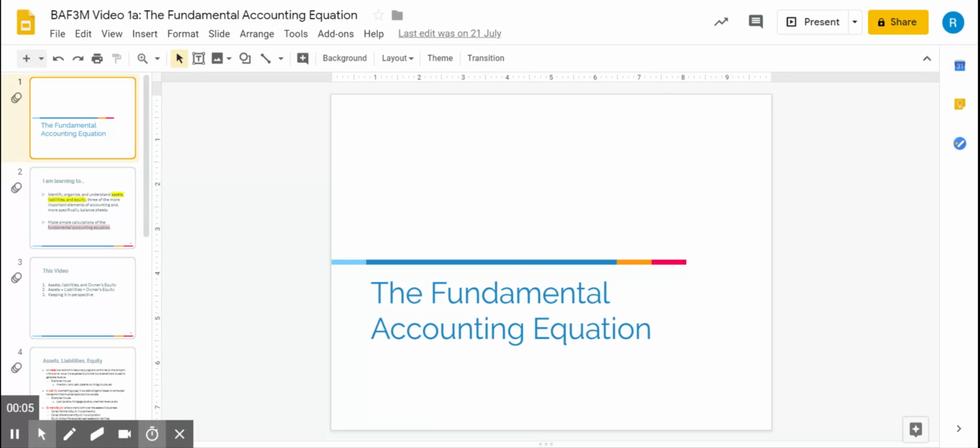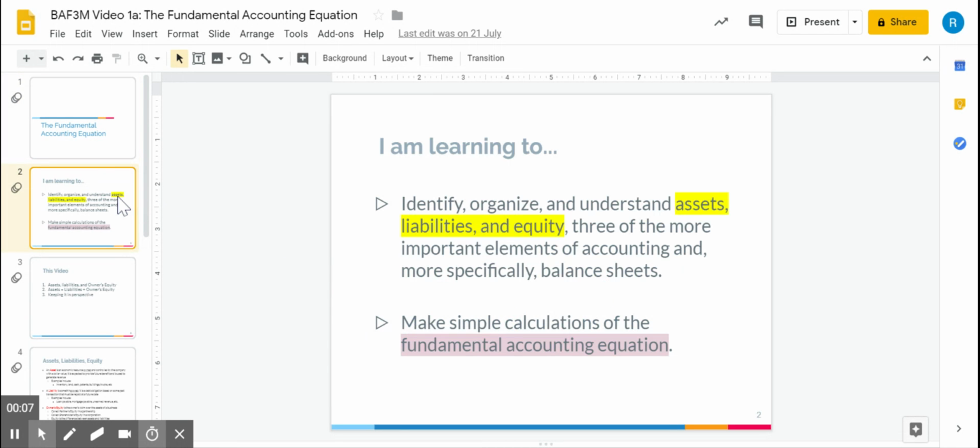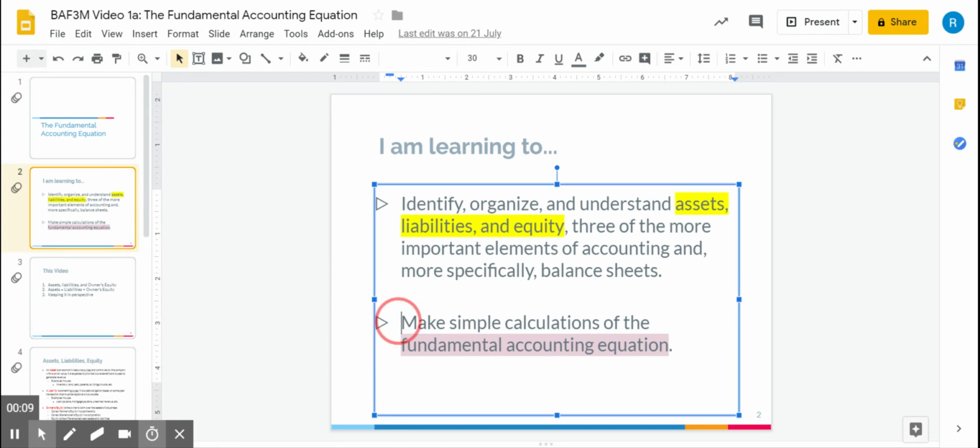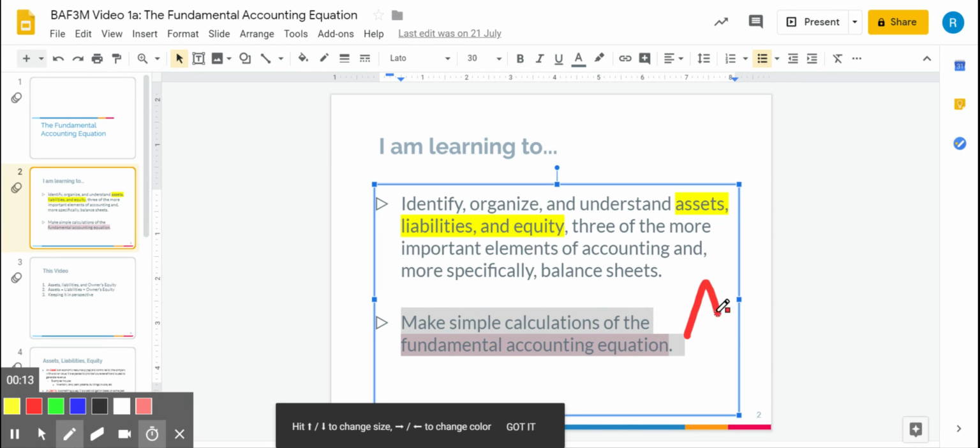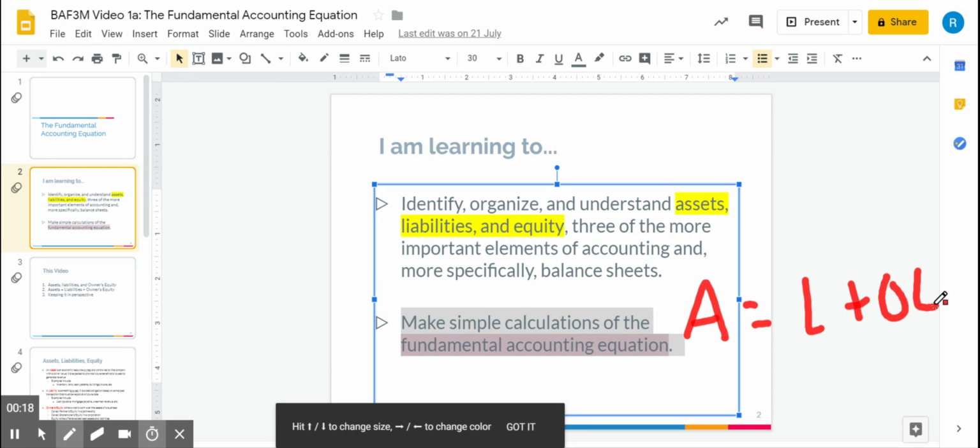This video is on the fundamental accounting equation. It is going to get you to a point where you can make simple calculations about the fundamental accounting equation. I'll show you it in a minute, but the fundamental accounting equation is just assets equals liabilities plus owner's equity in a business.